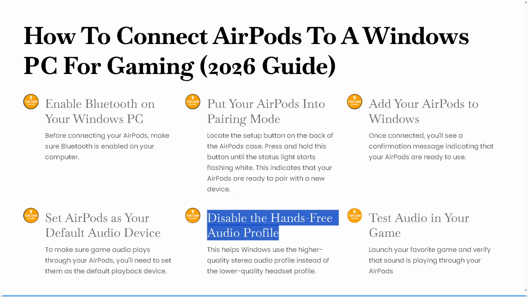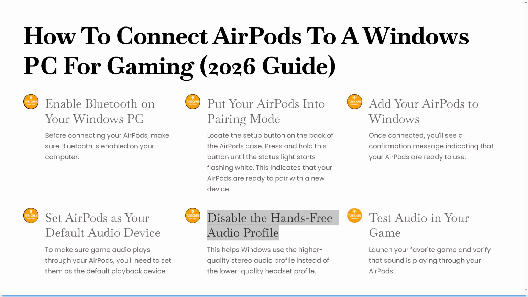For gaming audio quality, it's recommended to disable the hands-free telephony mode. Open Control Panel, select Devices and Printers, then locate your AirPods. Right-click your AirPods and choose Properties and navigate to the Services tab and uncheck hands-free telephony if available. This helps Windows use higher quality stereo audio profile instead of the lower quality headset profile.